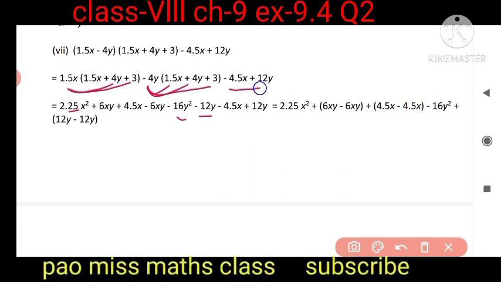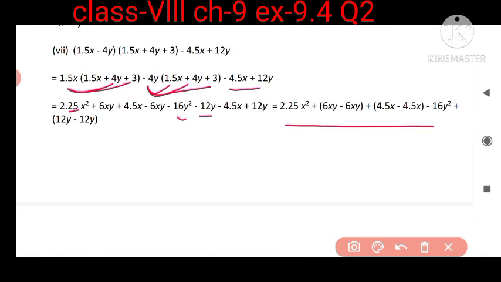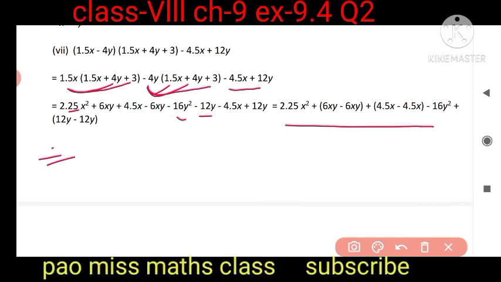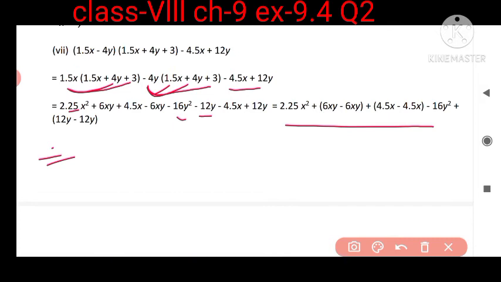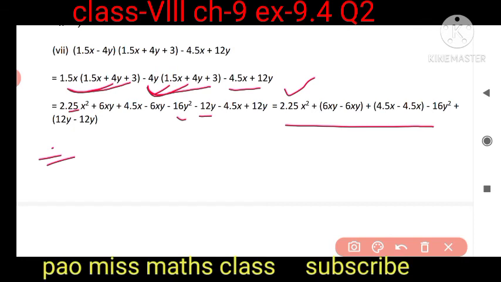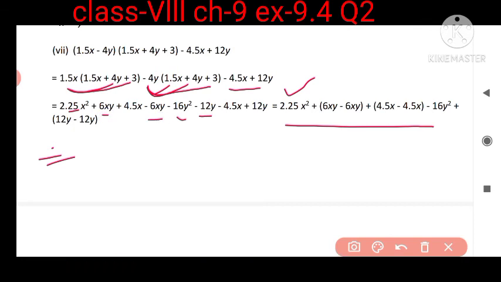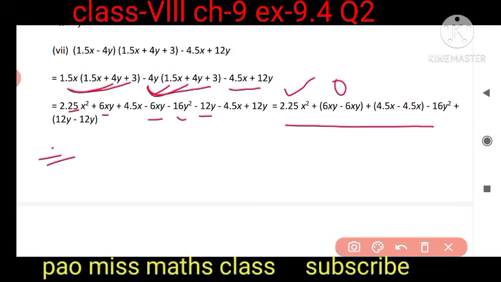Now next step I have written here in your notebook, you just write in this next line. Okay, now 2.2 x square, is there any common? There is no any other terms which is having x square, isn't it? Now this will remain single. Now xy you can see this is 6xy and this is 6xy, but one is plus, one is minus, mean it will become what? 0, isn't it? One is plus, one is minus.